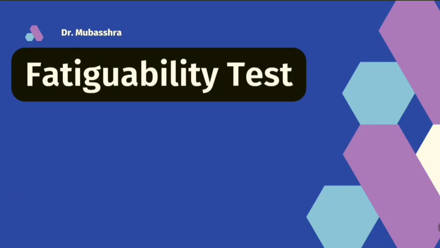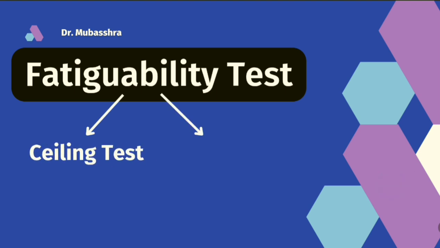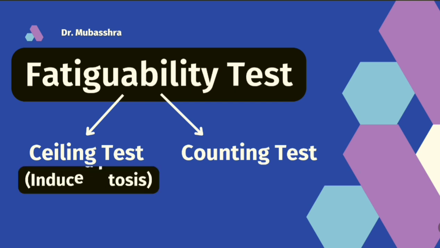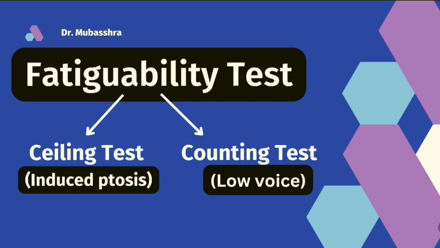After that comes the fatigability test. It can be in two forms, ceiling test and counting test. So you will do the ceiling test by sustained upward gaze. Ask the patient to look at the ceiling or my finger above and meanwhile count from 1 to 20. This is a kind of fatigability test in which you will check the fatigability in the eyes as well as speech. Ptosis will worsen on sustained upward gaze and there will be a nasal twang in speech. Speech will become less distinct, low and weak.